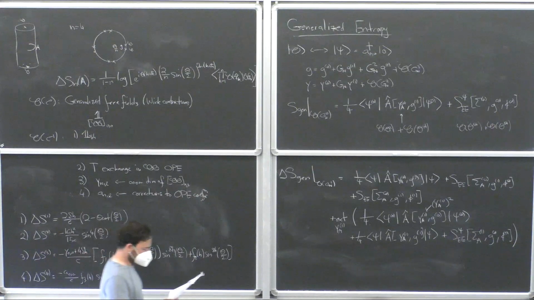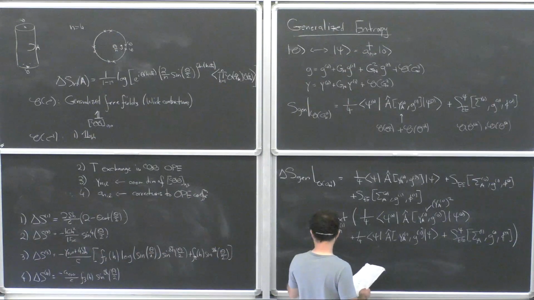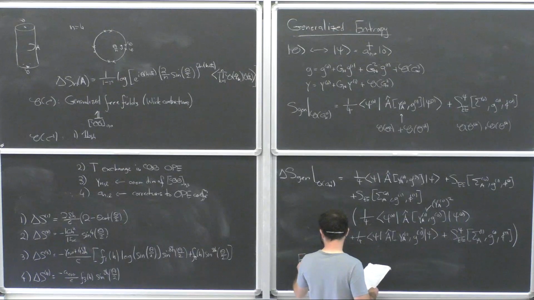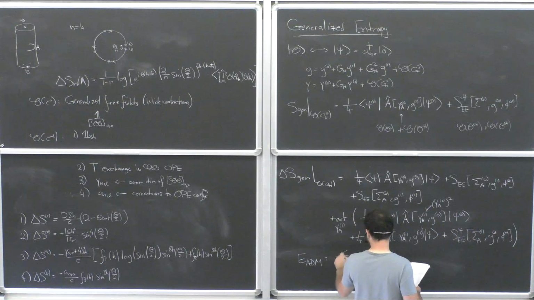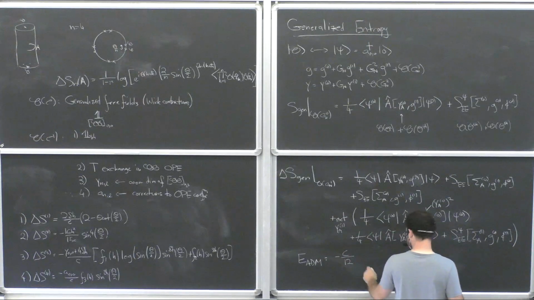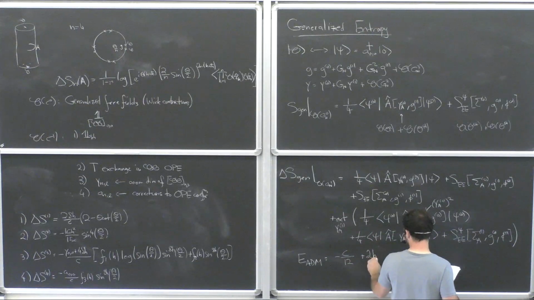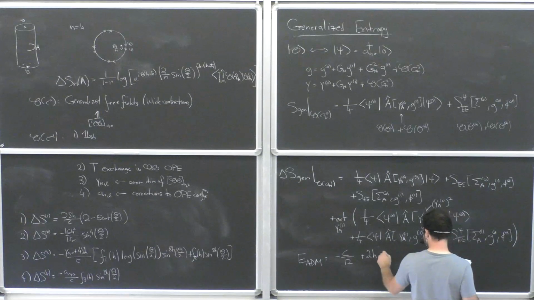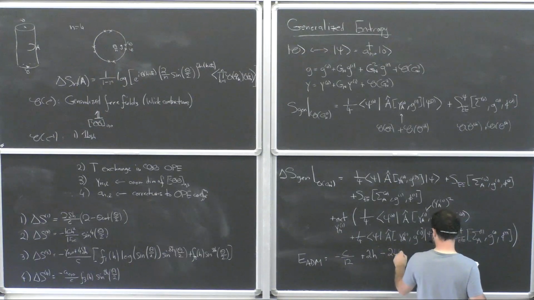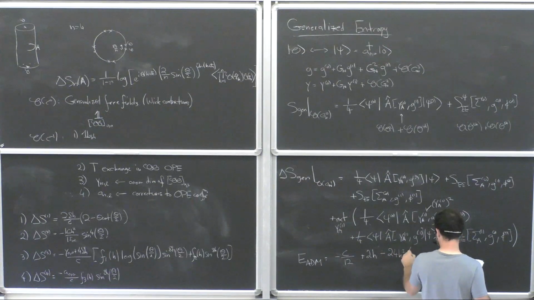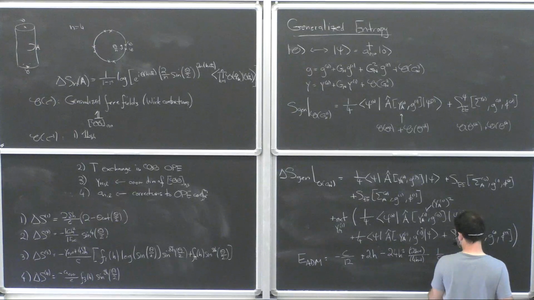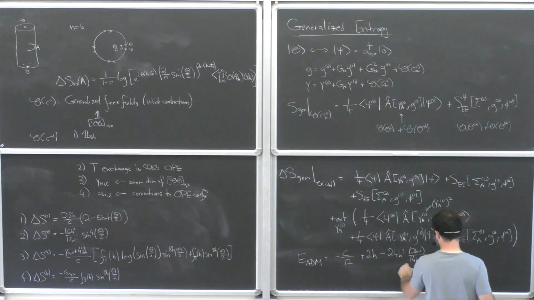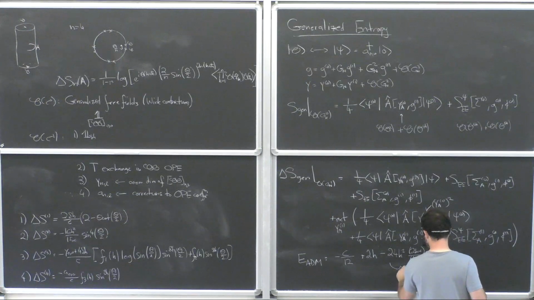Okay, so I'll write down what the ADM energy is. At leading order, you just get the Casimir energy on the cylinder. And then at subleading order, you get this 2H that I mentioned. And then at subleading order, you get a non-trivial contribution. So this here is what I'm calling delta H.